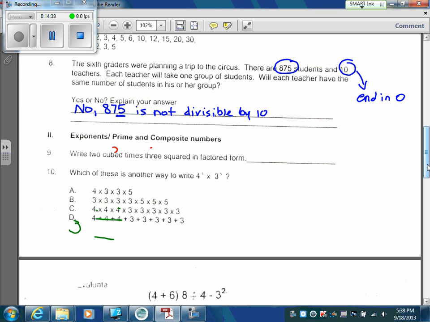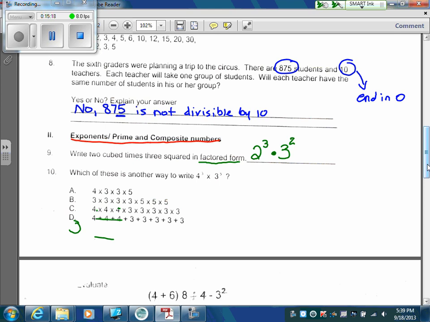Okay, number 11, if you notice the title changed to exponents and prime and composite numbers. So the first one says, write 2 cubed times 3 squared in factored form. Well, 2 cubed, remember, cubed is 3-dimensional, is our exponent of 3, times, so we're multiplying. Remember that dot means multiplication. 3 squared is our exponent of 2. Remember, factored form is where we get rid of the exponents and show what the exponents mean.